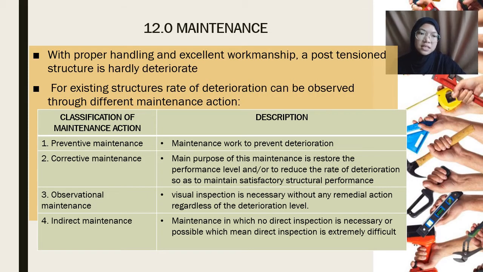For the maintenance work of a post-tension concrete, a post-tension structure is hard to deteriorate with proper handling and excellent workmanship. For existing structures, the rate of deterioration can be observed through different maintenance actions. There are 4 classifications of maintenance action, which are preventive maintenance, corrective maintenance, observational maintenance, and indirect maintenance.